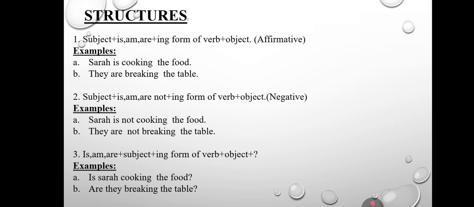The third one is interrogative sentences, in which we shift the helping verb first, then the subject, then the main verb, which is the present participle, in the last the object, and do not forget to put the question mark. Is Sarah cooking the food? Are they breaking the table?